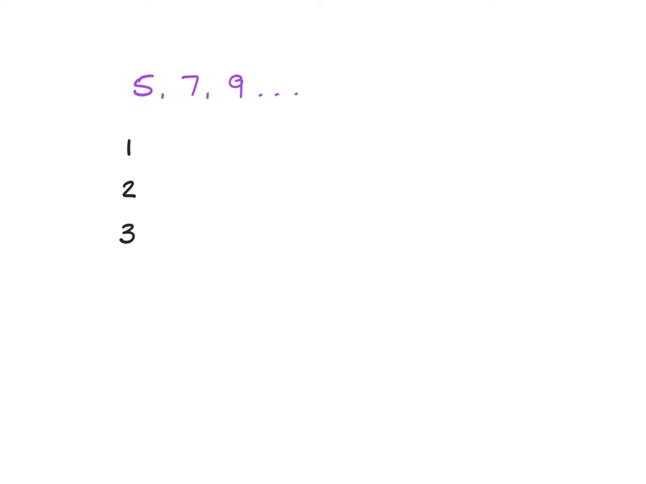I could simply say 1 times 5, and that would give me 5, but 2 times 5 is 10, so I'm going to have a bit of a problem getting to 7. Alright, so what I'm going to do is I'm going to say 1 times 2. Alrighty, and then I'm going to add 3 to that, because 1 times 2 is 2, add 3 is equal to 5.